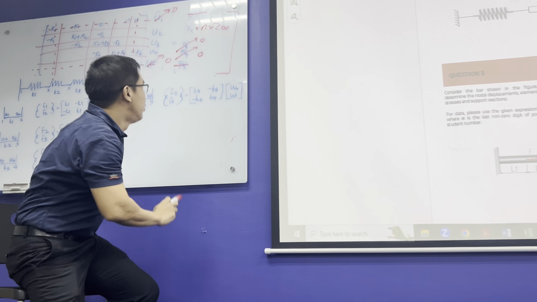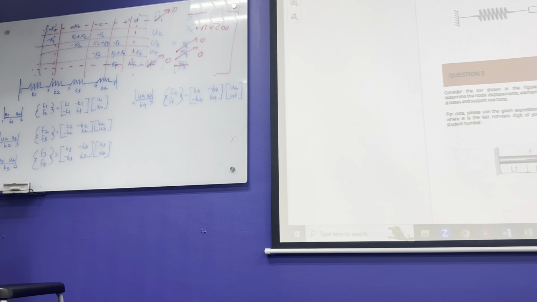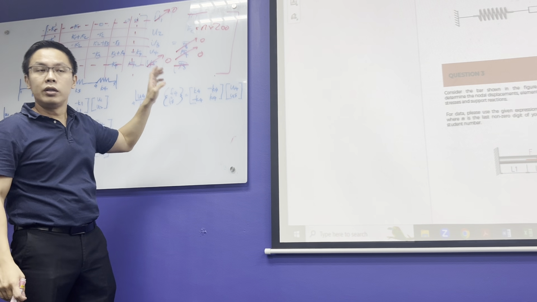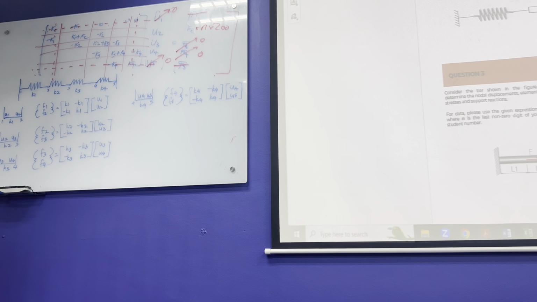Do I take out the third and the fourth row? No. Why? Somebody say something. Very good. Because U3, U4 are not equal to 0. That's why we can't remove them. Agree? So it's a 3 by 3 matrix. Understand?